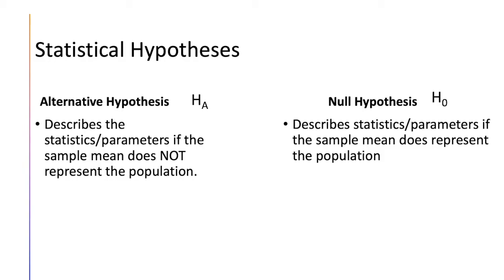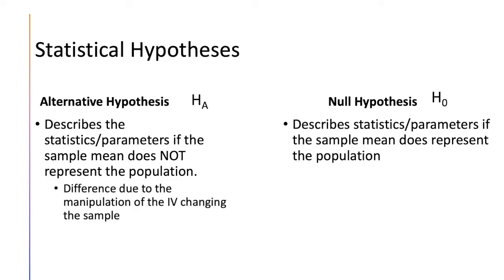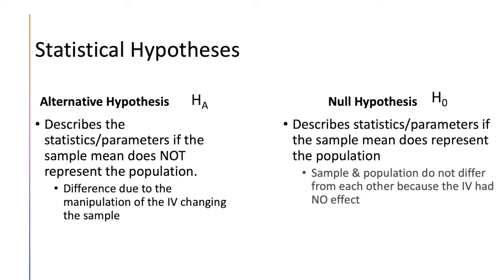So if the alternative hypothesis is true, then our population and our sample are no longer equal. And we say that that difference is due to the manipulation of the IV having changed the sample. They started out the same, now they're different. If the null hypothesis is true, we say that they're still the same. And they're still the same because our manipulation of the independent variable on the sample had no effect. We tried to change the sample so that it was different than the population through that variable's manipulation, but it didn't work.